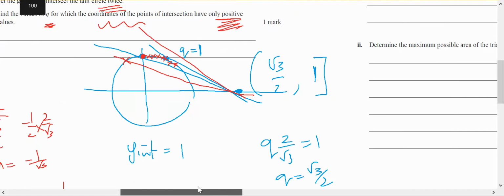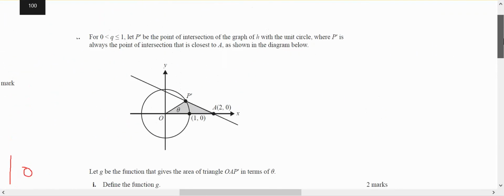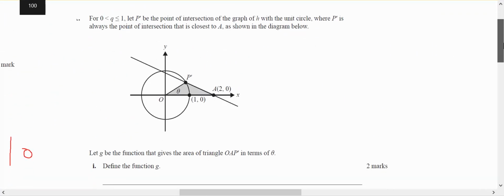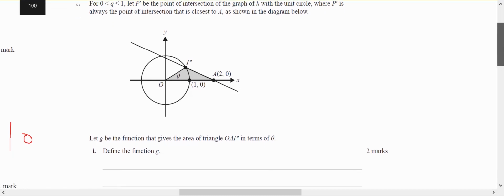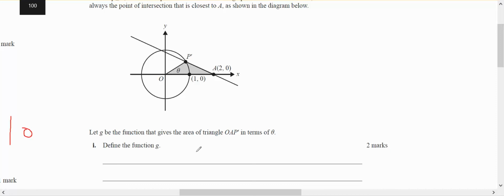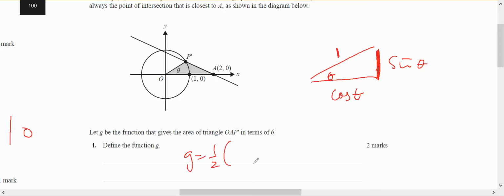Okay, and in part C, let Q be 0 to 1, let P be the point of intersection. So G is the area. So I've got this right angle triangle with theta, and that hypotenuse is 1. Therefore, that's cos theta and that's sine theta. Therefore, the height of this triangle is sine of theta. Therefore, G should equal a half base, which should be 2, times the height, which should be sine theta. G equals the sine of theta.